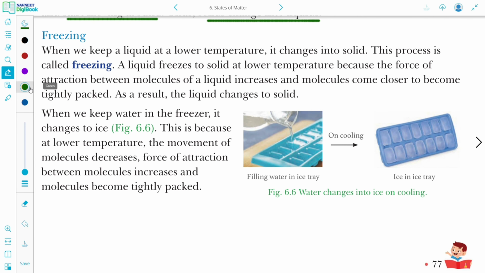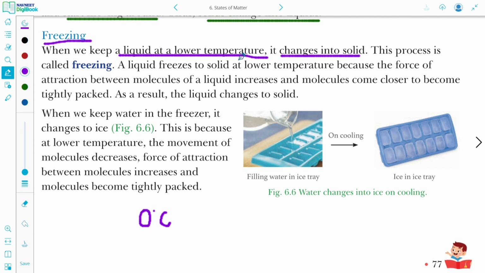Next is freezing. When we keep a liquid at lower temperature, it changes into solid. For example, the freezing point of water is 0 degree Celsius. That means at 0 degree Celsius, water freezes.